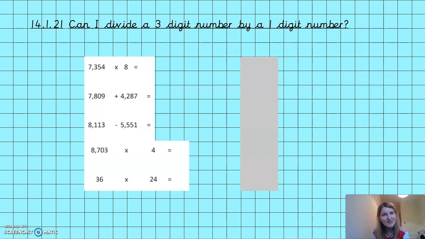Hello everybody, happy Thursday. Today we are going to continue with dividing. Yesterday was 2-digit by a 1-digit, today is 3-digit by a 1-digit. So just like multiplication, that kind of next extra step, hopefully nothing too different.